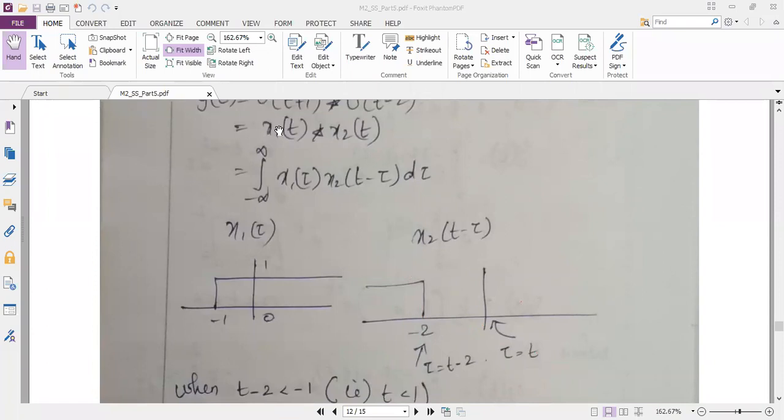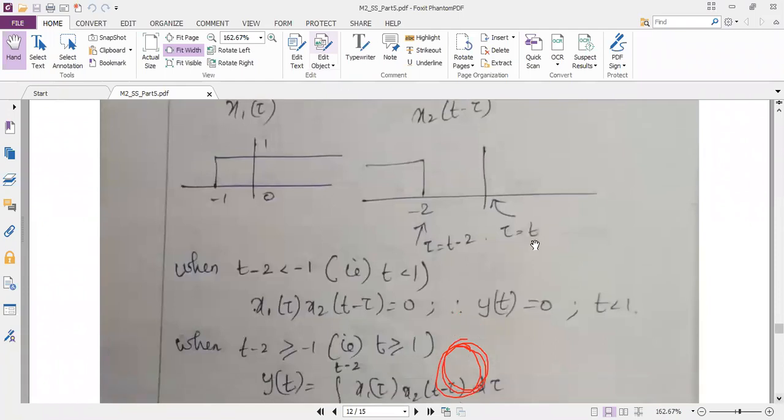See now, instead of taking t less than 0, t minus 2 is my reference now. So I should now talk with t minus 2. If t minus 2 is less than minus 1, can you just check, compare the diagram? The first step is directly we do the multiplication. When we do the direct multiplication, when t minus 2 is less than minus 1, will I get any output?